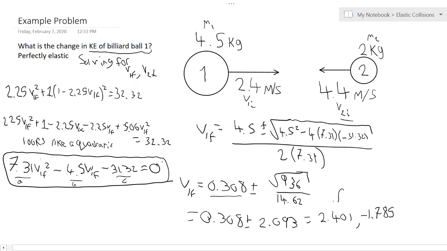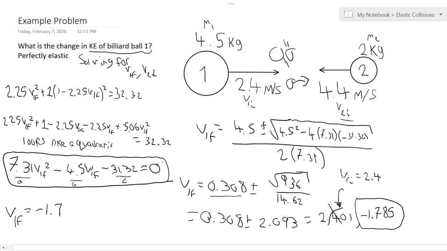Now, it can't be this number, can it? Because v1 initial is equal to 2.4. And so that number would mean we gain velocity from a ball crashing into another ball going in the opposite direction. So they come here and they crash. All of a sudden this ball has more velocity after it crashes. That doesn't make physical sense. So we know for a fact that that isn't the right answer. So it must recoil and have a negative velocity afterwards. So v1f is equal to negative 1.785.